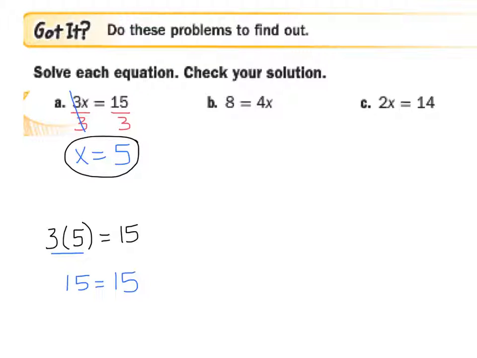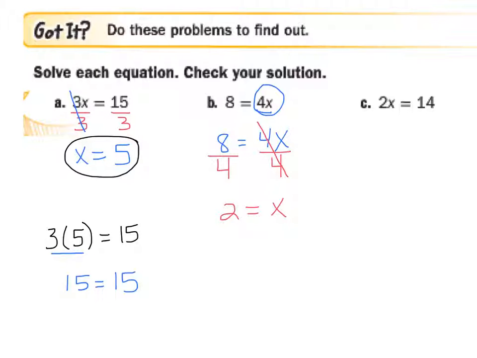So let's look at B, and actually I'll do this one with you because it's a little bit different. Now the whole number is on the left side. We still look at trying to get the variable all by itself. So what's attached to the x is a 4 with multiplication. So 8 is equal to 4x. So I want to divide by 4 to get the x by itself. So I have to divide the left side as well. And 8 divided by 4 is 2. So 2 is equal to x.